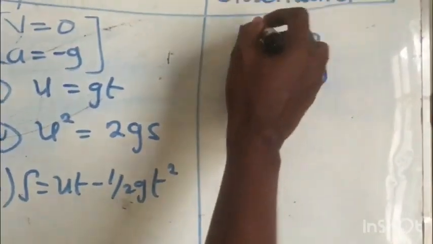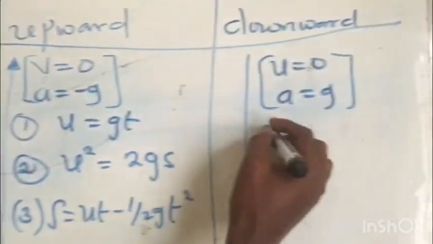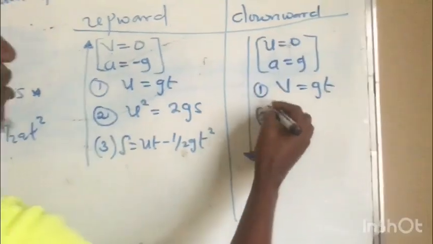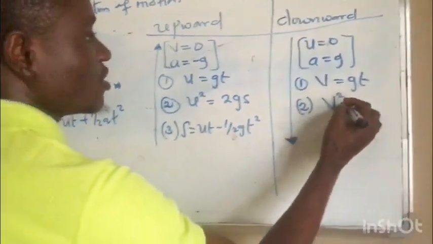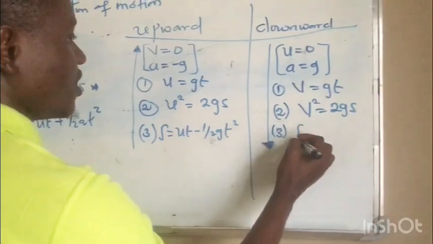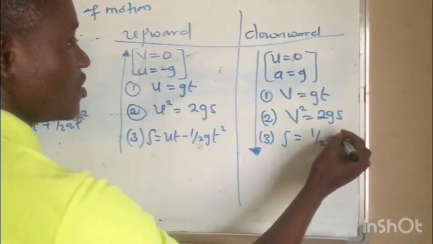If we substitute this into the equations of motion, the first one becomes v equals gt. The second equation is v squared equals 2gs. And the third equation is s equals half gt squared.